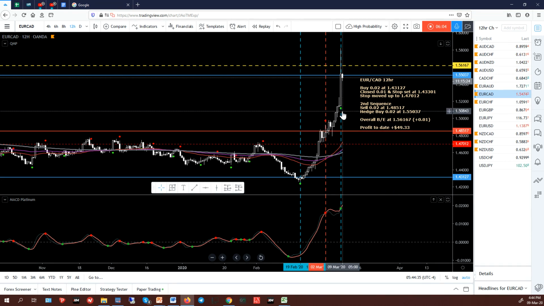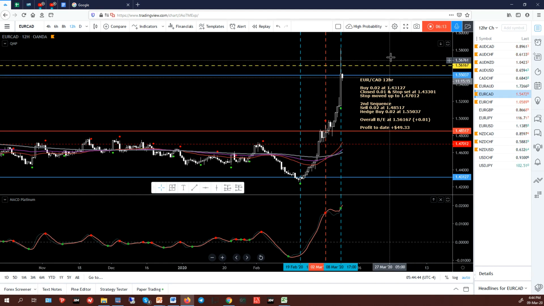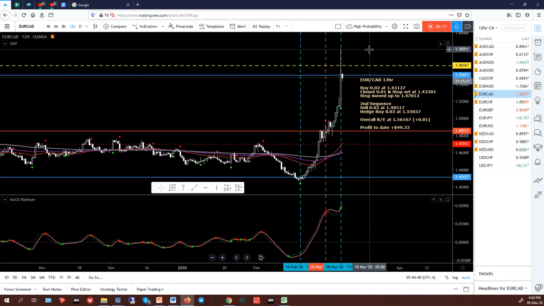So it's a hedge buy on that. Overall, I'm plus 0.01. So ideally, this is my overall break even. So price keeps on going up and goes above this yellow, I'm sweet, I'm good.